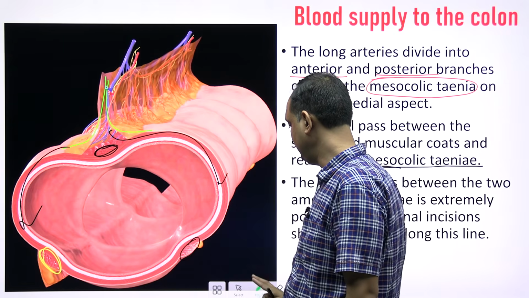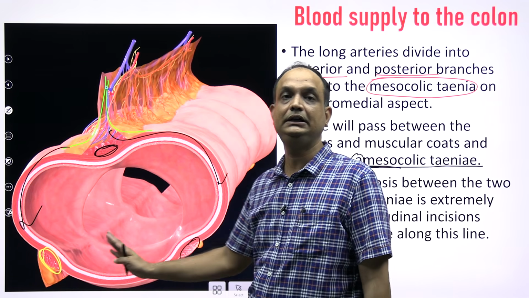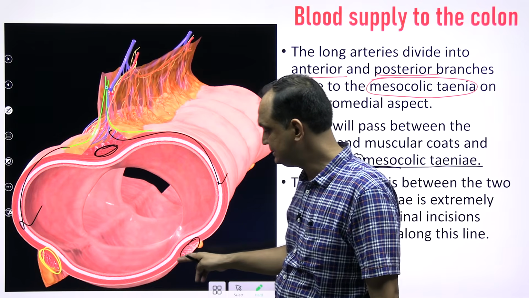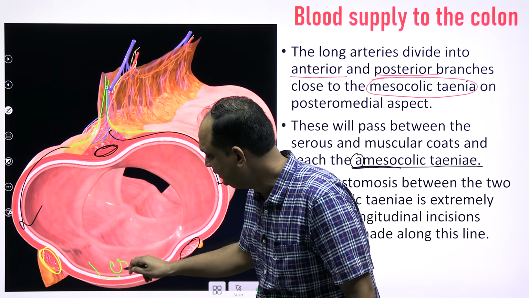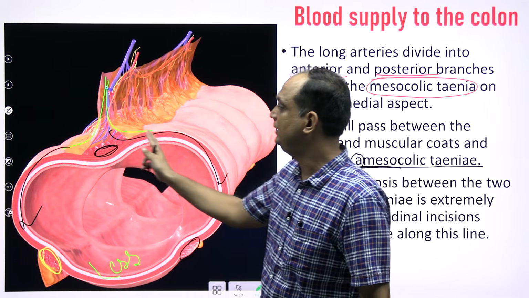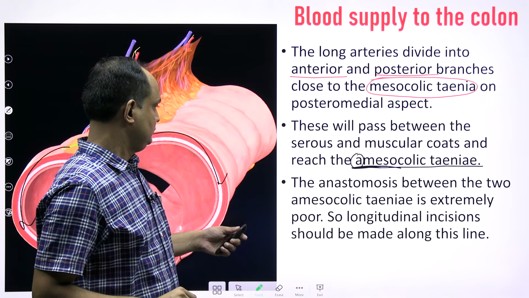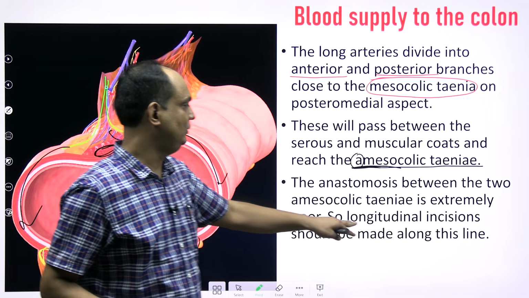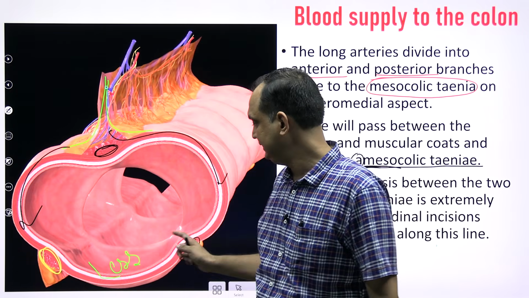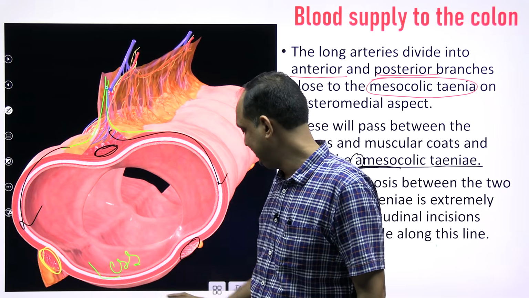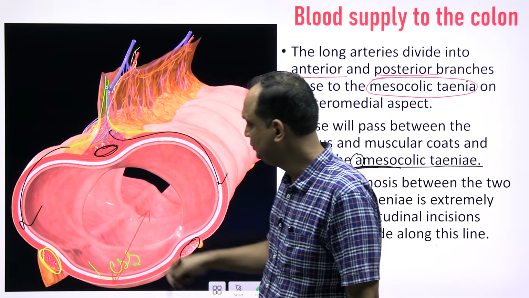Because of this reason, the area between these two tinea, that means between the tinea libera and tinea omentalis, this part of the colon is relatively less vascular. This part is relatively less vascular, and this part is a relatively highly vascular area of the colon. So this is the important thing, that the longitudinal incision should be made along this line. Which line? The line which is present between these two tinea, that means the tinea libera and tinea omentalis. So, I should make the incision in between these two tinea longitudinally.